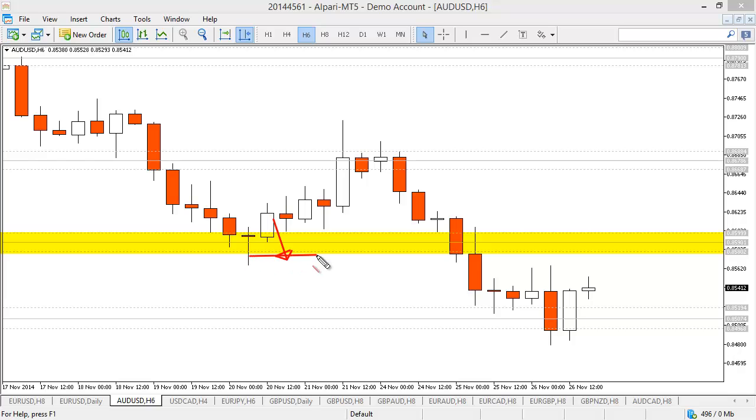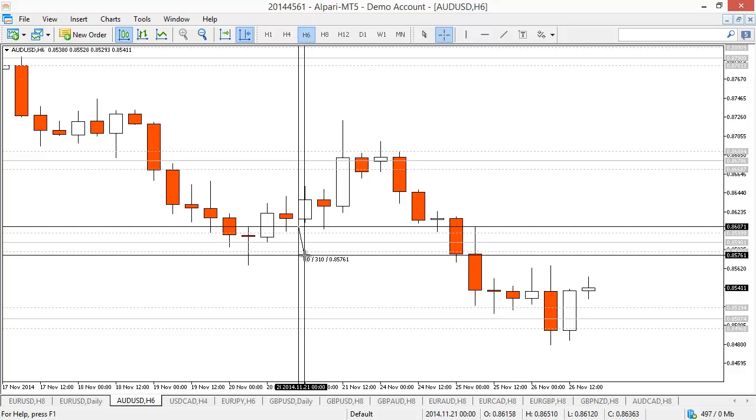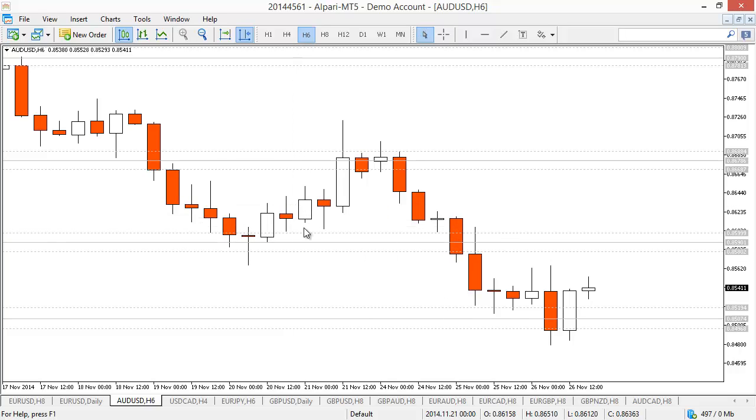So if sellers are able to push through this area full of buyers and hit my stop loss, that indicates that sellers have taken control of price, and I don't really want to be in this trade because I've gone long assuming buyers are in control of price. If sellers break through an area full of buyers, that indicates sellers are strong, and I don't really want to be in this trade anymore. So the stop loss in this case is around about 30 pips.